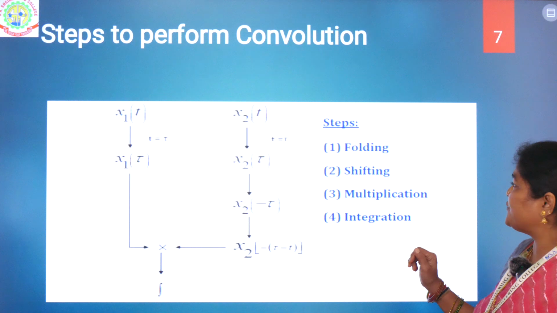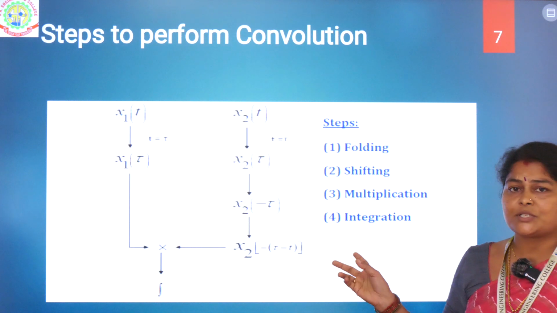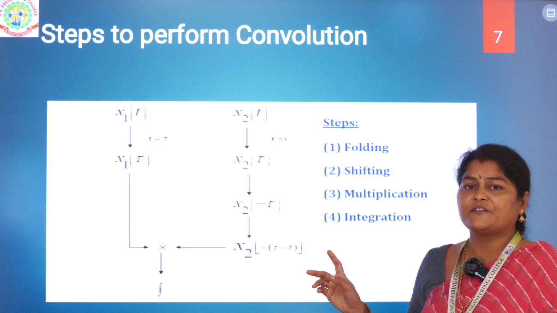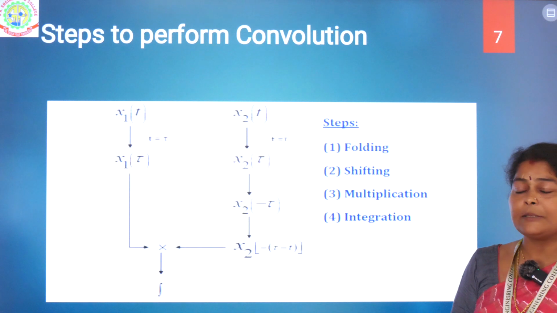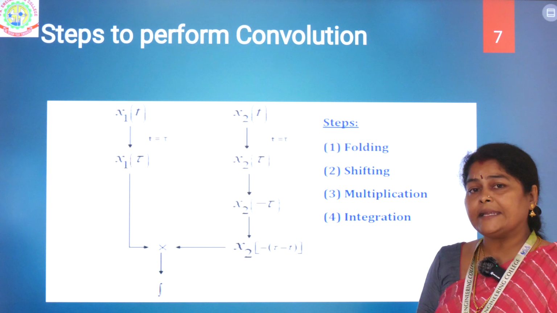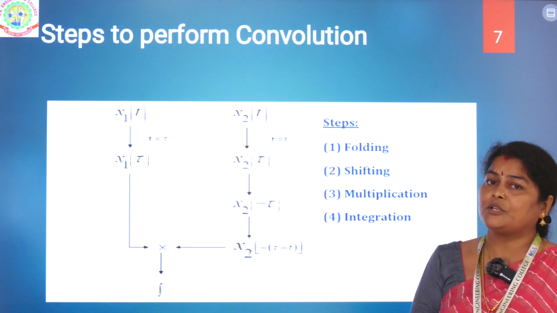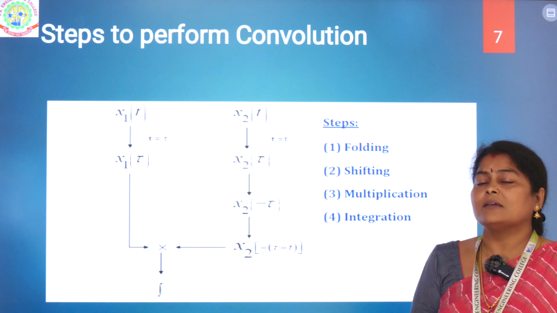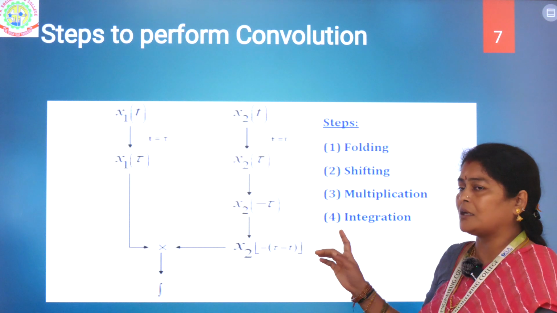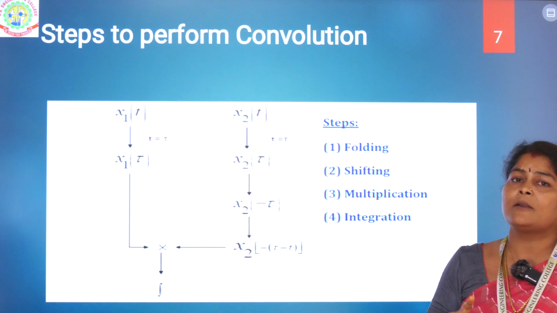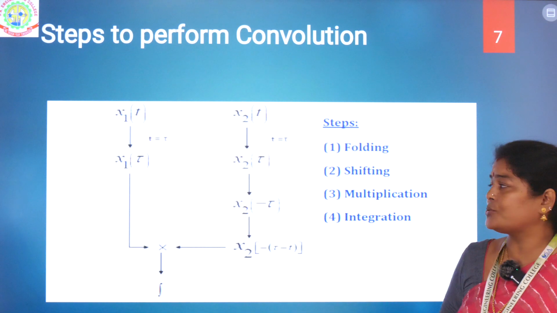The first step is folding. This is the set of operations used to perform convolution. First is folding, second is shifting, third is multiplication, and the last one is integration if the case is convolution integral. Or else we have to sum everything for convolution sum. Step 4 alone differs for convolution integral and convolution sum.